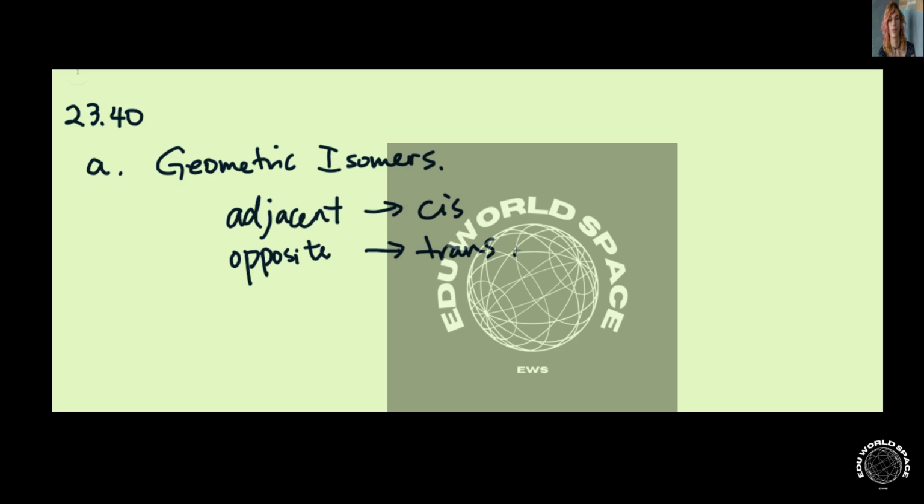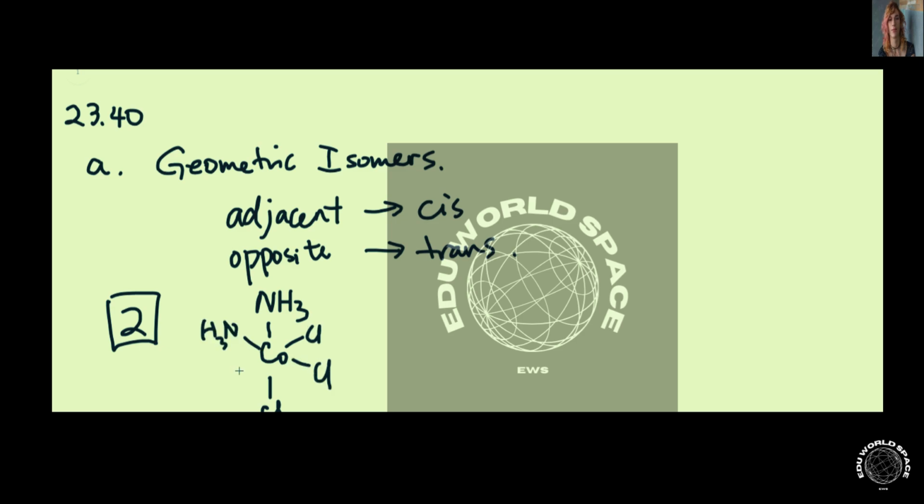So among the three complexes in this question, only complex 2 can have geometric isomers, and it will show facial and meridional isomers. And I'll draw the two structures right here. NH3, CO, Cl, Cl, Cl, NH3, NH3.